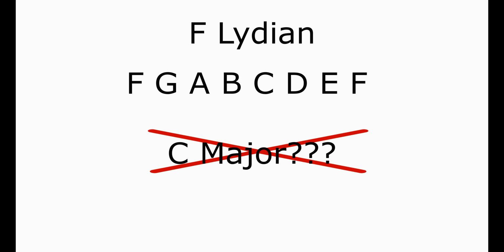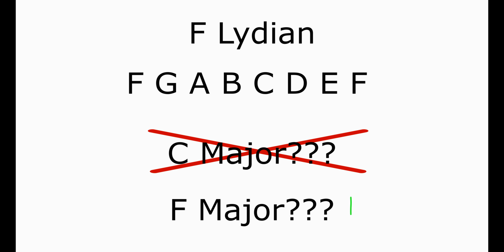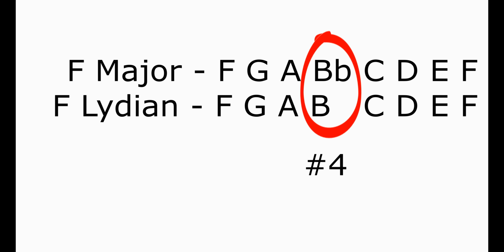Now what we would compare it to, to get our intervals and our sharps and flats, is F major. When we compare F Lydian to F major, you'll see that we have a pretty good match except for an augmented fourth, which means that the fourth is sharpened basically.